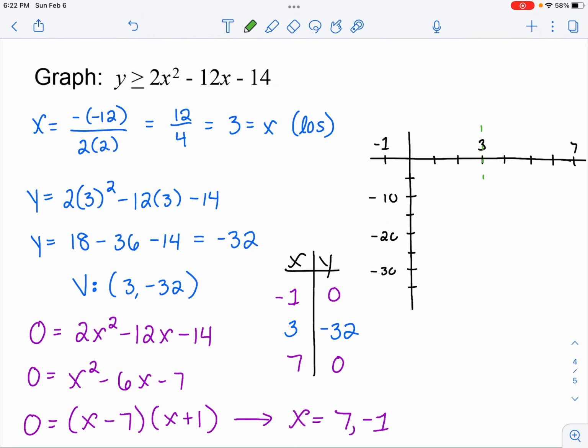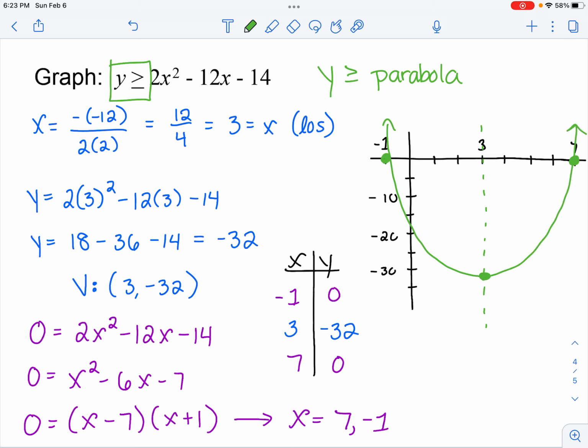My line of symmetry is here at the 3. And I need to have my vertex at negative 32, which is approximately down here. X-intercept at negative 1, x-intercept at positive 7. All right, now go back and look at this. This is y is greater than or equal to the parabola. So the equal to means solid line. So I'm going to try to draw a solid line parabola that goes through all this. I need to start over. Easier said than done. I do much better when I start at the vertex itself. There we go.